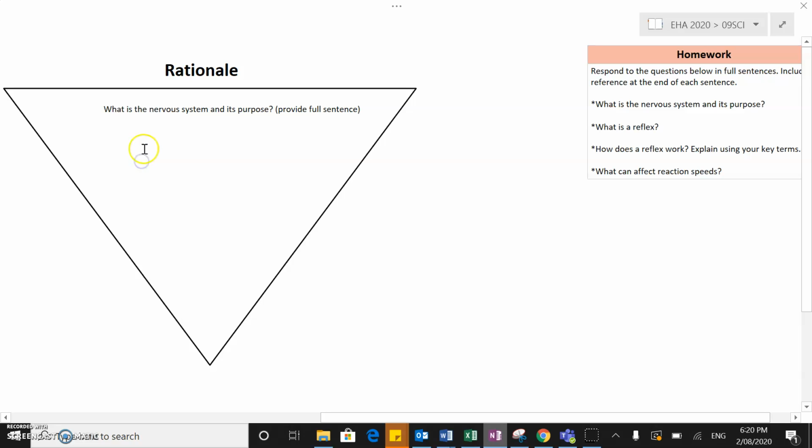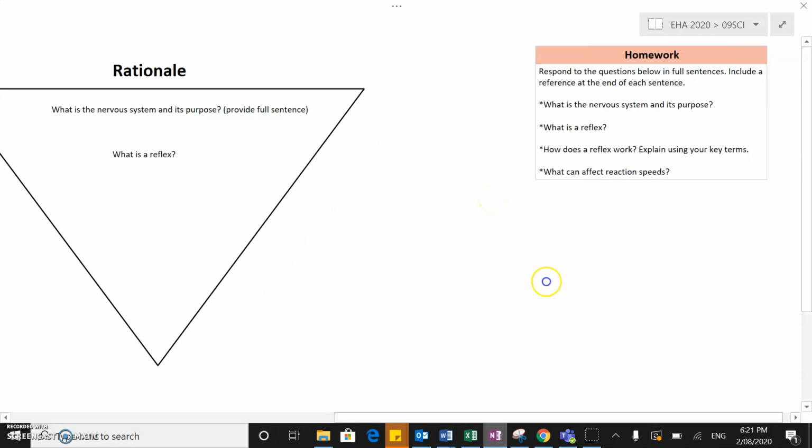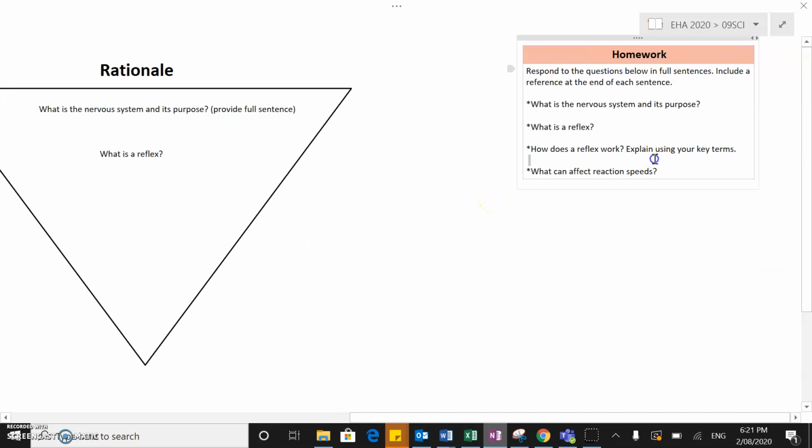What are reflexes? Well, that's what you will discuss up next. What is a reflex? You would then go on to talk about how does a reflex work? Explain using your key terms. How does a reflex work?